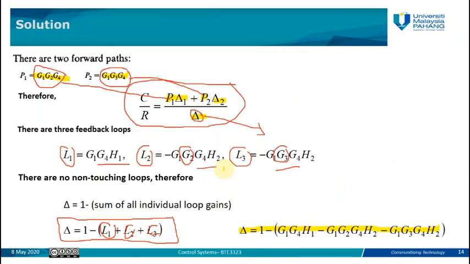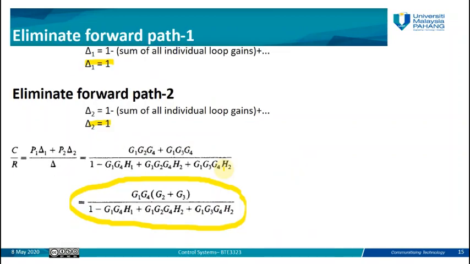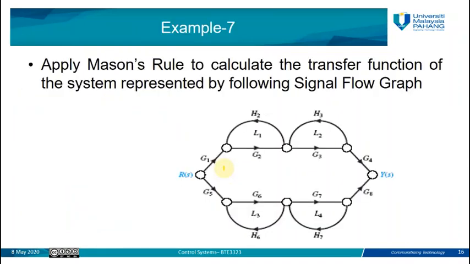In order to know how to find the non-touching loops and how to include them in the formula of Mason's rule, we have another example. This example will show you how to find non-touching loops taken two at a time. There is also another example in the slide, which you can refer to, for three non-touching loops at a time. Here we apply Mason's rule to calculate the transfer function of the system represented by the following signal flow graph.